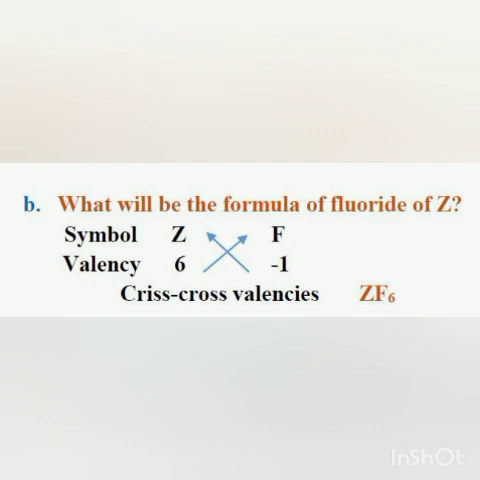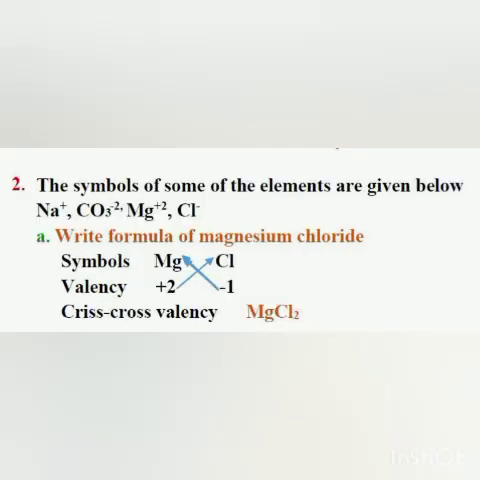Now we come to the next example. The symbols of some of the elements are given below. First, write the formula of magnesium chloride. So these are the symbols, and after seeing these symbols you have to write the formula of magnesium chloride. But the most important thing is you should know the valencies. Now please see here, we have to write the formula of magnesium chloride. So first we will write the symbols of magnesium chloride.